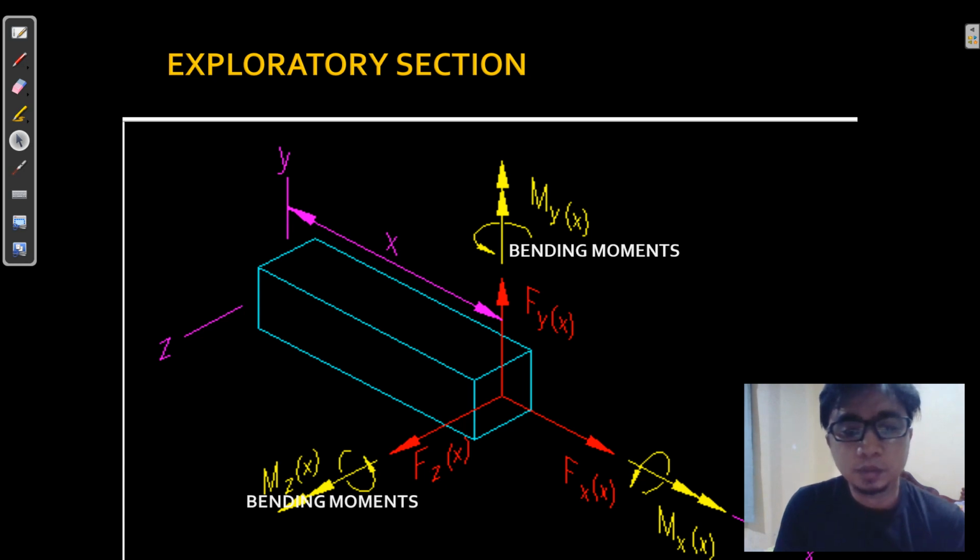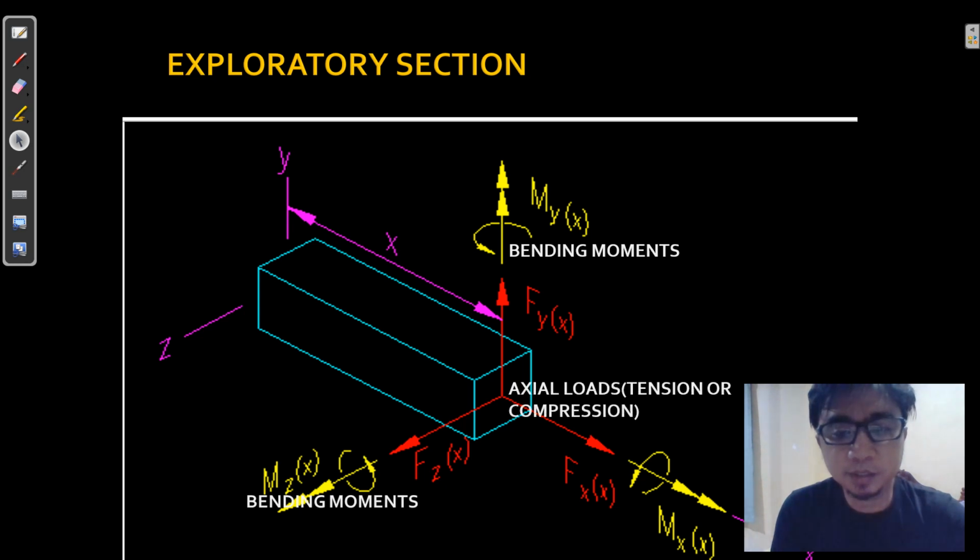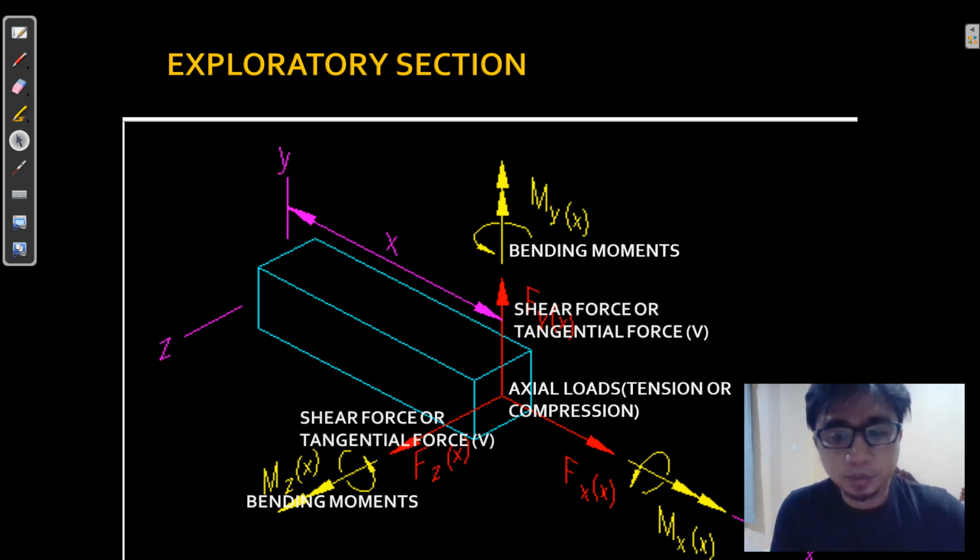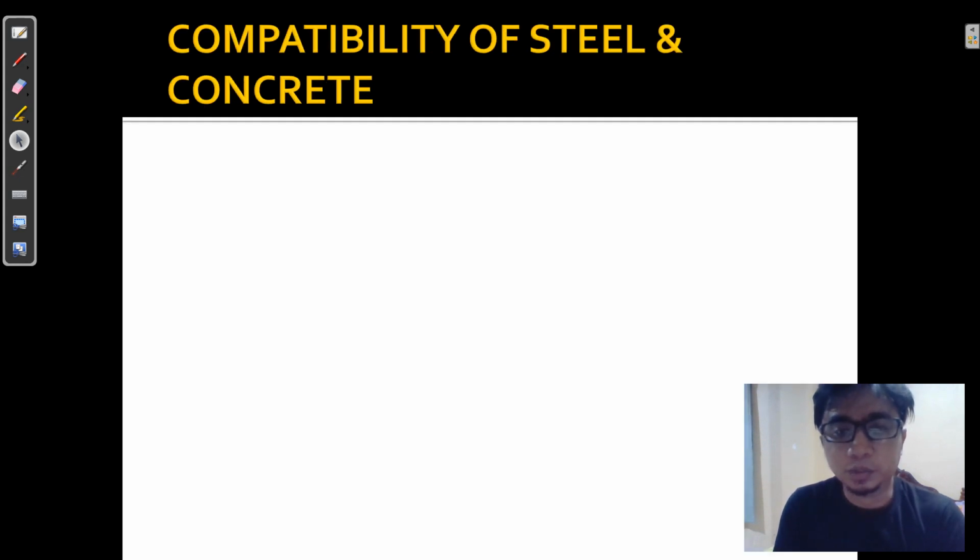As I have said, we have bending moments for the y and z axes, and then a normal force will have axial loads, tension or compression, and then a force along y and z will have shear force or tangential force, and of course a couple that is applied on the axis of the member will have a torque or a torsion.